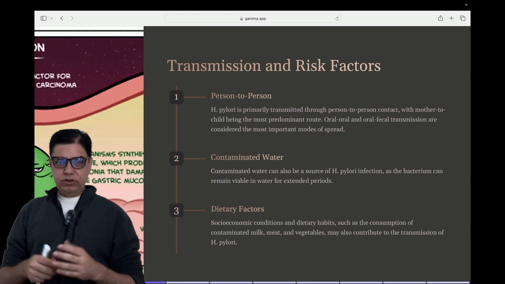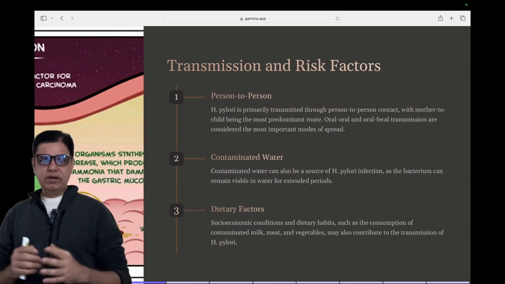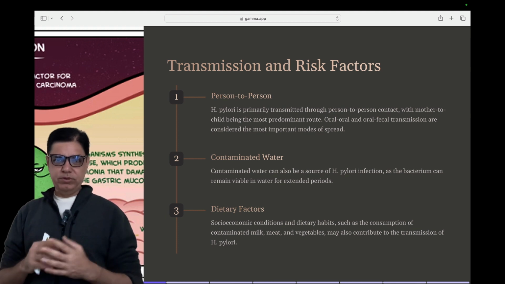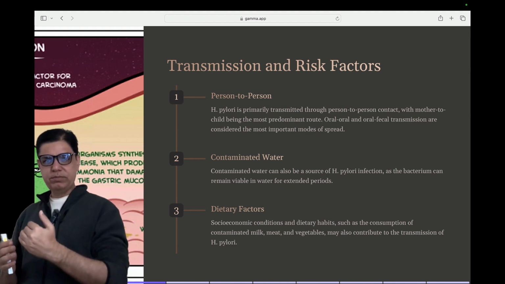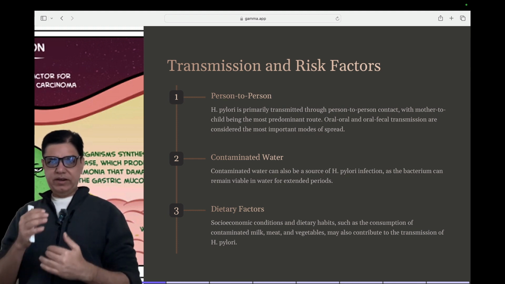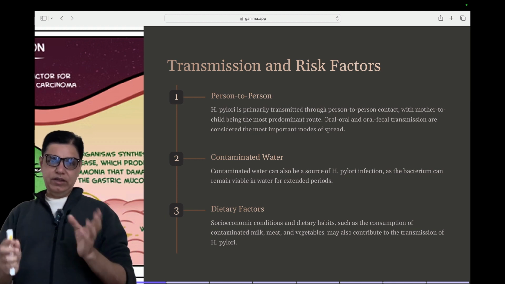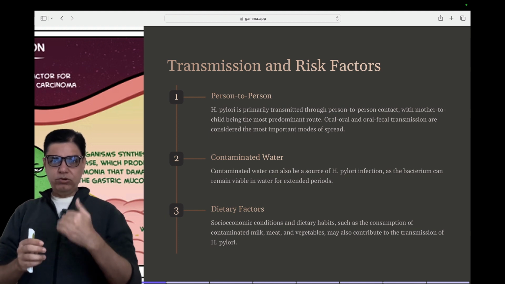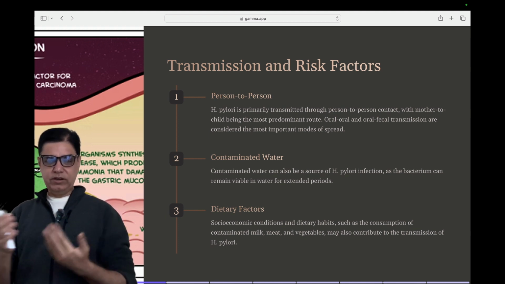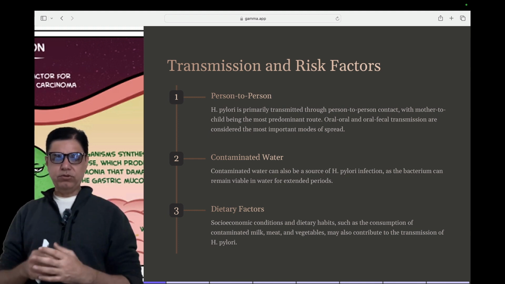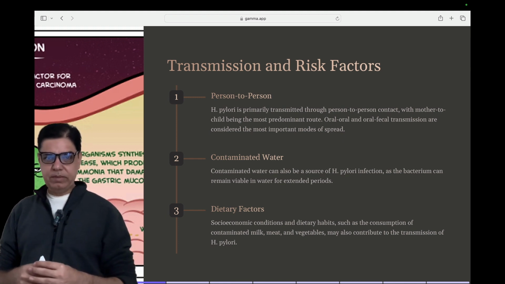Moving on to transmission and risk factors. The most common transmission is from person to person, primarily from one person to another, like from child to child, mother to child, dad to child. And the most predominant routes are oral-oral and feco-oral transmission. They are considered to be the most important modes of spread of this bacteria.